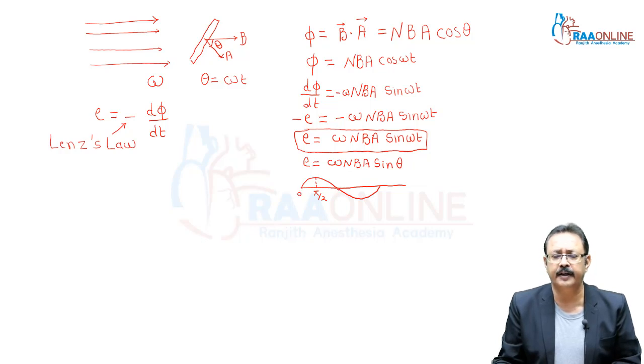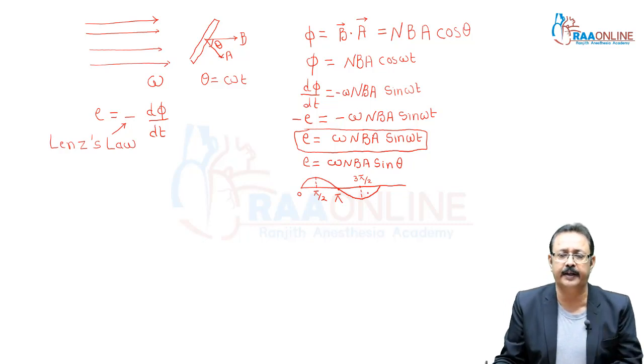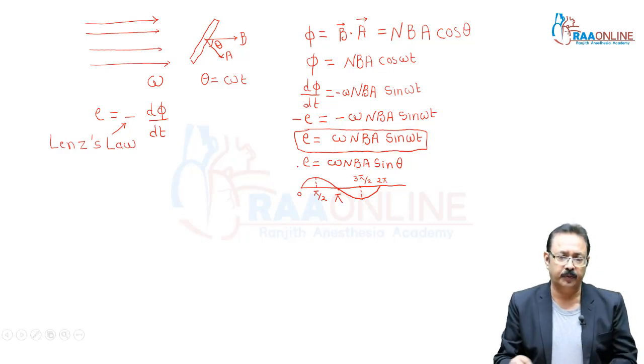Again at 180 degree, it becomes 0. At 270 degree, it is maximum but in opposite direction. It means after half cycle, it will change its direction. It means it is not direct EMF, it is alternating EMF. After 2 pi again 0, and the same cycle will repeat now.